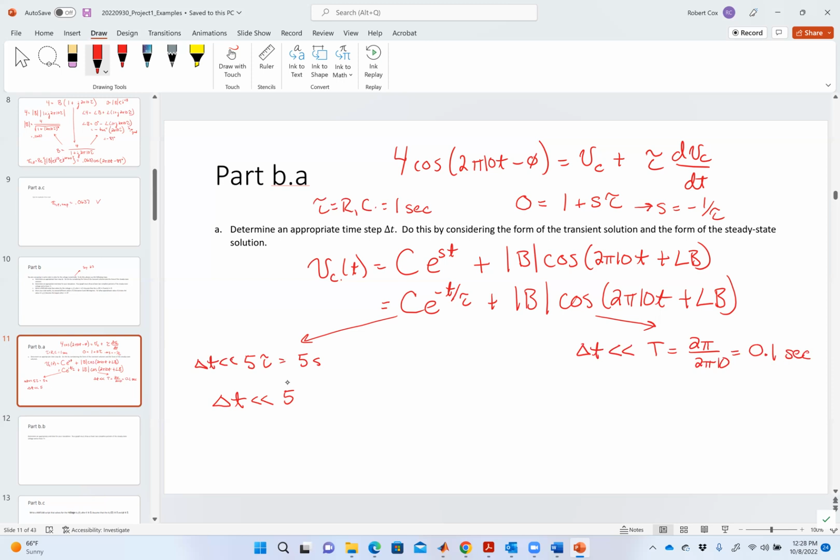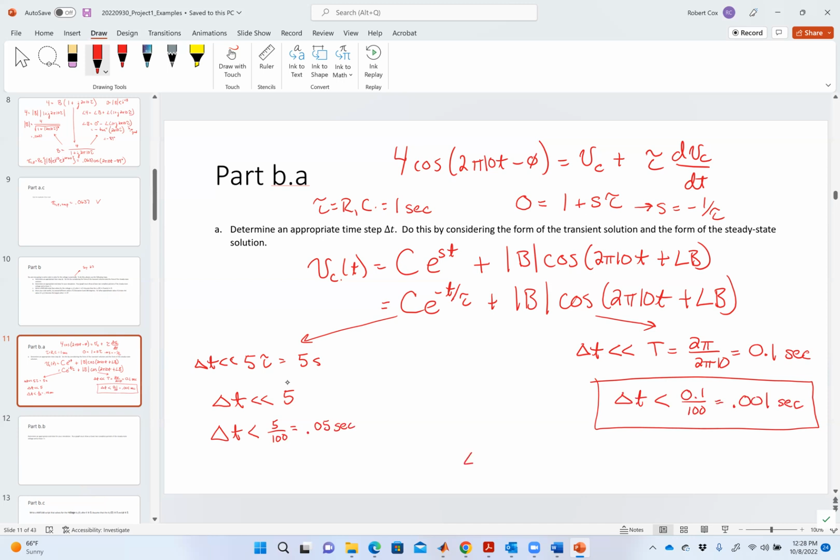So what we said then is, much, much less than is, let's say, something like 1% of that value. So 5 divided by 100 would be 0.05 seconds. Or my delta t could be chosen as 1% of the period. So 0.1 divided by 100 becomes 0.001 seconds. So I needed to choose the time step small enough to capture both features. In this case, it's this one: the period of that cosine sets my choice. If I choose anything less than about 1% like that, it's going to be small enough to capture both of these.